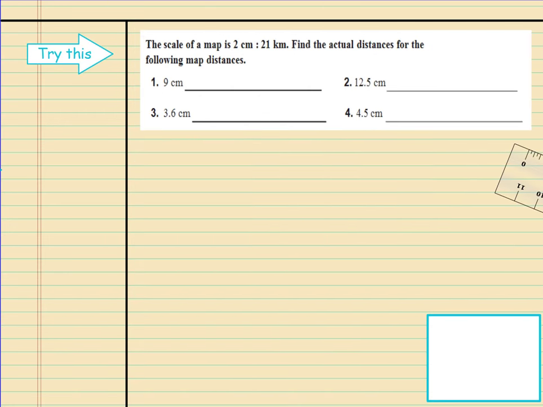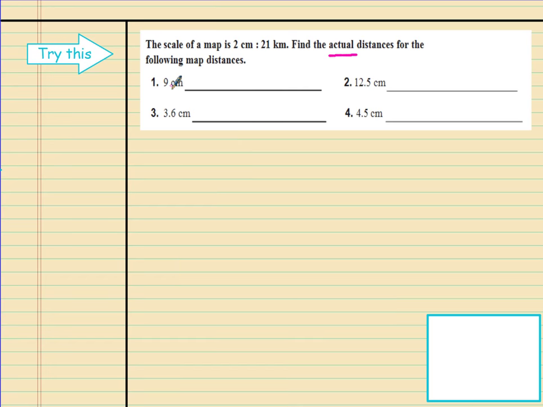Let me move this ruler out of the way. And some questions, they don't have a map for you, but they tell you the scale. So, for example, let me read this here. The scale of a map is 2 centimeters to 21 kilometers. Find the actual distances for the following map distances. So what they give you here is a distance on the maps. I'm going to do number 1 for you, and you're going to be doing 2, 3, and 4.